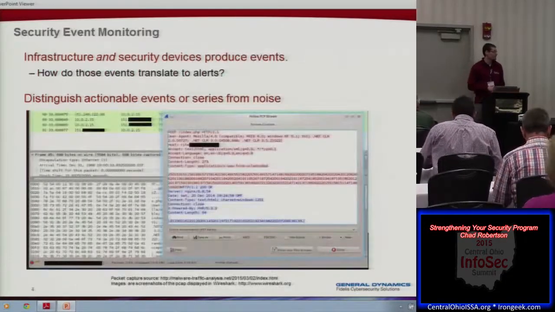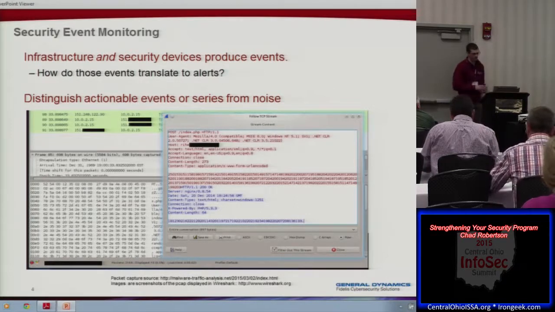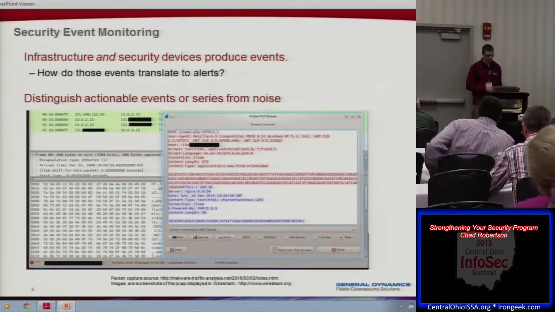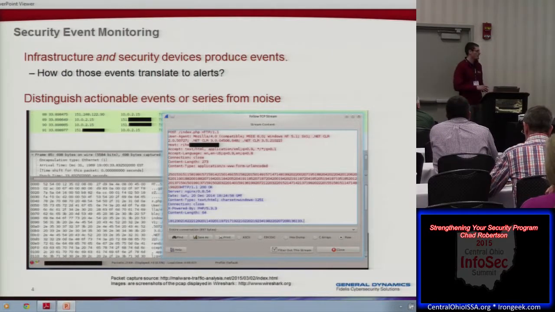So, to frame the whole conversation: security event monitoring infrastructure and security devices produce events. We produce a lot of events. So you have all these events. We have lots of products out there that correlate these events into alerts, right? And this is just a screenshot of a PCAP that shows lots of different indicators. My pointer doesn't work.